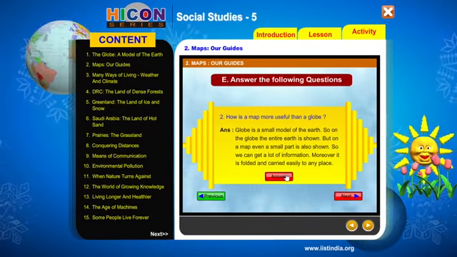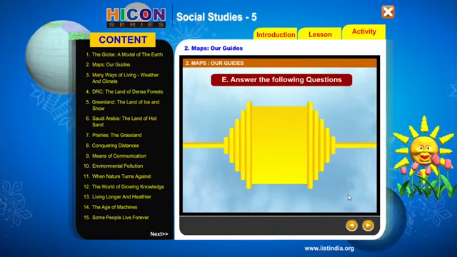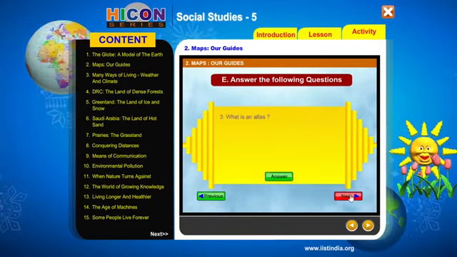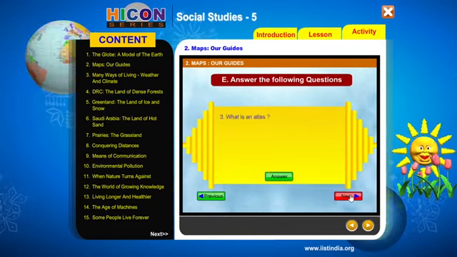Okay, so now we'll go on to the next question. What is an atlas? A book full of maps is called an atlas.